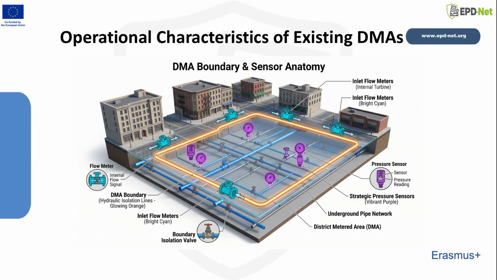In real networks, DMA design is often influenced by operational constraints. Existing infrastructure limitations, incomplete valve isolation, and data gaps can affect ideal DMA configurations. The UKIP approach acknowledges these challenges and supports partial isolation and adaptive configurations, enabling practical implementation under real-world conditions.